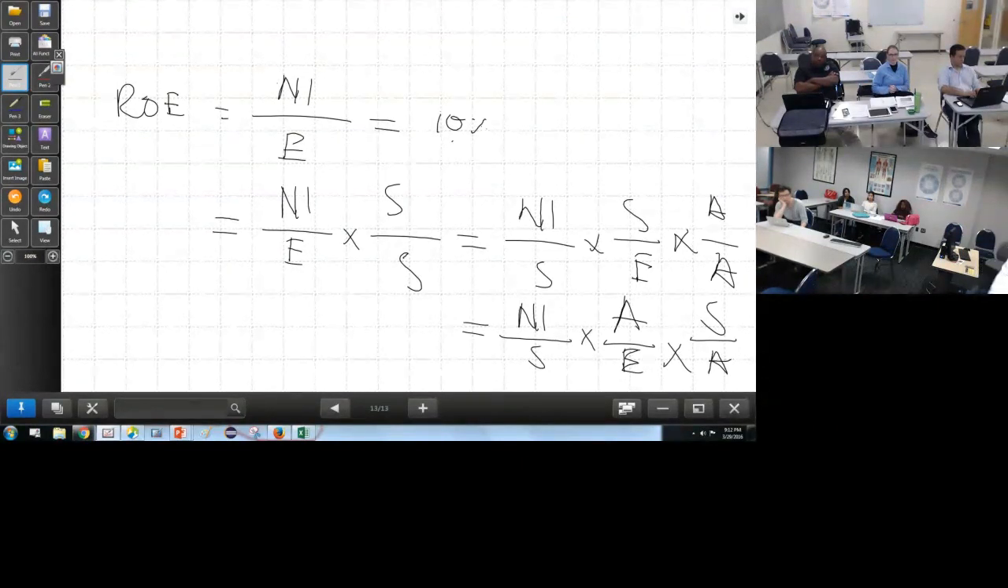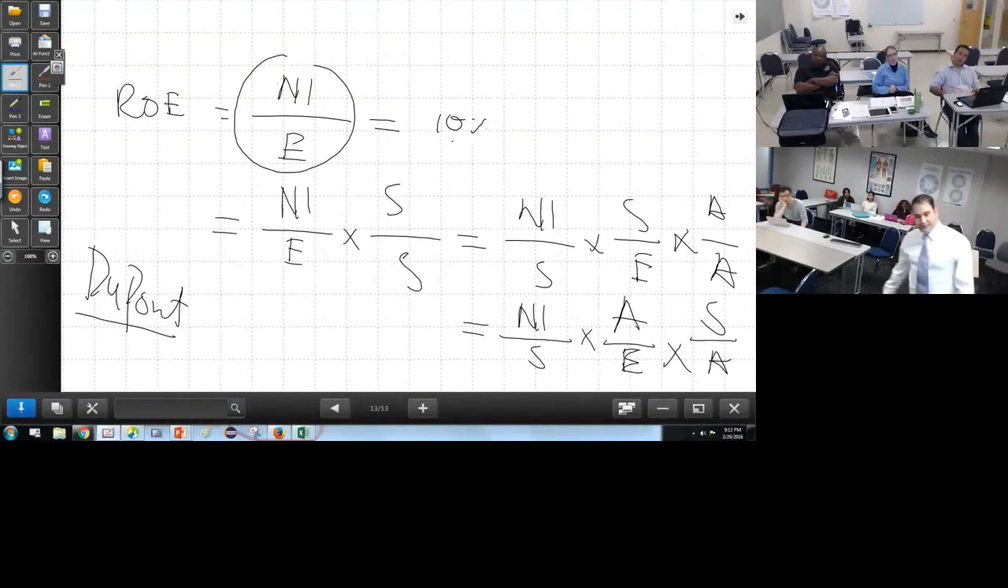So what we did is that we transformed this simple equation into a rather complex one. And this is what we call the DuPont identity. This was initially developed by the DuPont company in order to have a deeper analysis. Now let's try to understand the logic.